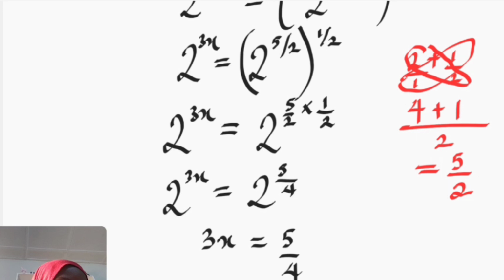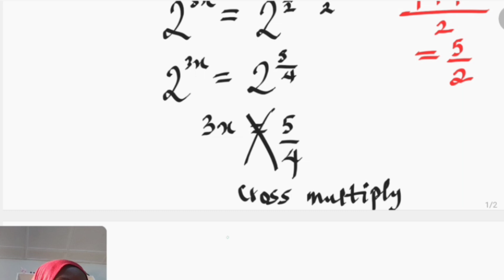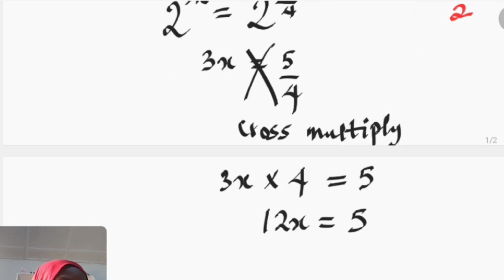So moving on, remember we're looking for the value of x, right? So at this point, what are we going to do? We're going to cross multiply. So to cross multiply, what do we do here? This becomes 3x multiplied by 4 is equal to 5. 3x multiplied by 4 gives us 12x. This is equal to 5. Since we're looking for the value of x, what we do is we divide both sides by 12.